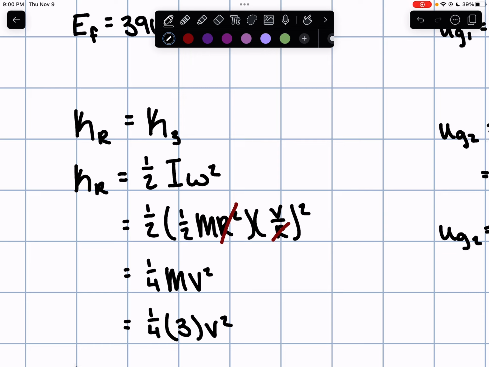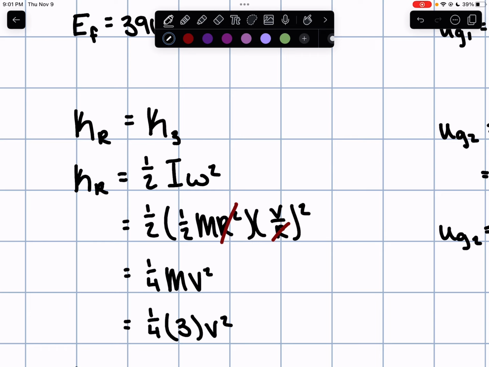We can call rotational energy Kr, or K3, however you want to set up your equation, if you want it to be called the third kinetic energy or the rotational kinetic energy. So we have Kr is equal to 1/2 moment of inertia times angular speed squared. We don't have the angular speed, and we're looking for velocity.